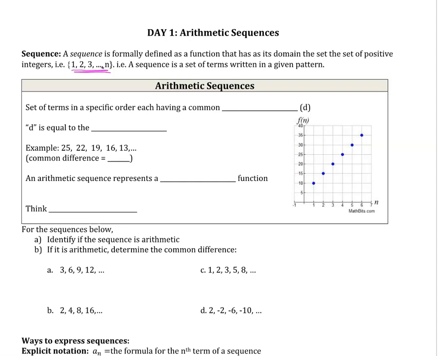So this is a set of terms in a specific order, each having what we call a common difference. So when I said 2, 4, 6, 8, my common difference was 2.